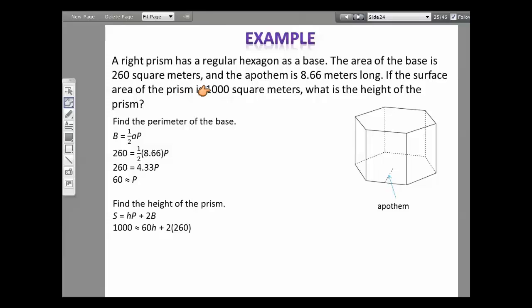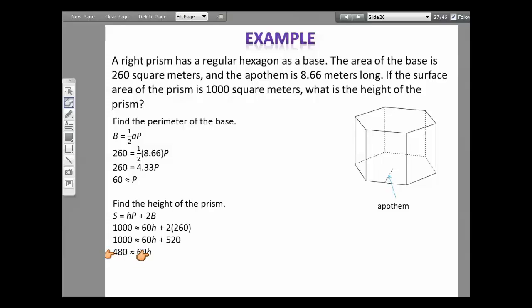See, they told me the surface area of the prism was 1,000, so I plug that in for S. Oh, I still have to use my approximate symbol because I'm using 60 for the perimeter, which was an approximation. I don't know my height, and I plugged in the area of the base of 260. So I simplified 2 multiplied by 260 and got 520. Now I'm going to subtract that 520 from both sides. I get 480 is approximately 60h.